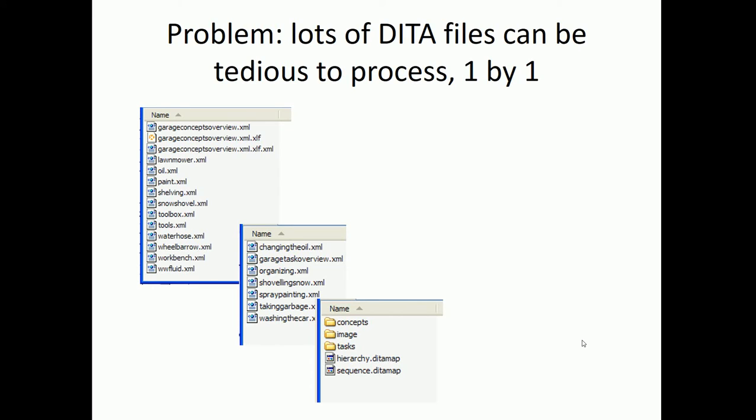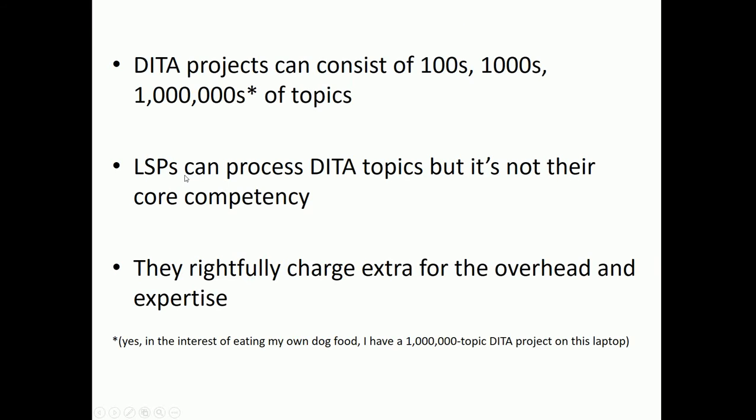The problem is that lots and lots of DITA files can be tedious to process one by one, right? So these are an example. In the lower right-hand corner, we have maps that make references to DITA topics. Projects can consist of hundreds, thousands, or even millions of topics. Localization service providers can process topics one by one, but it's not their core competency, and they will rightly charge extra for all of the overhead and the expertise.